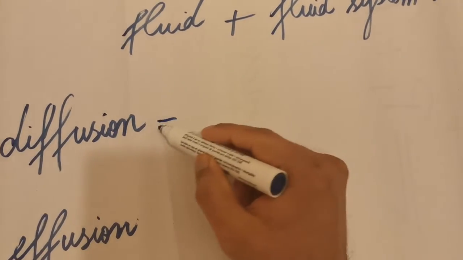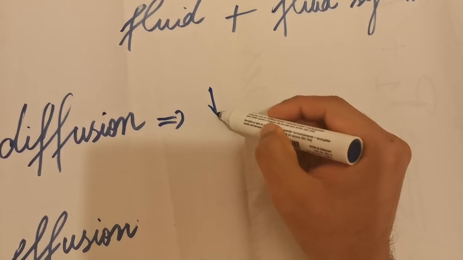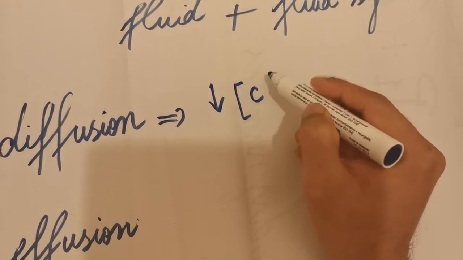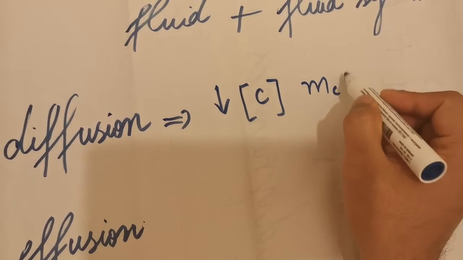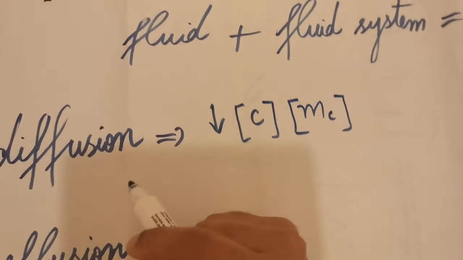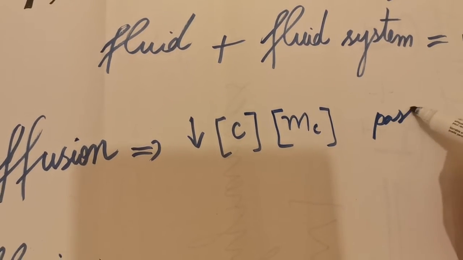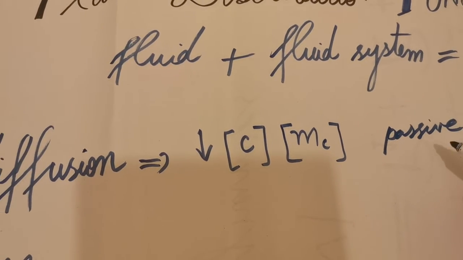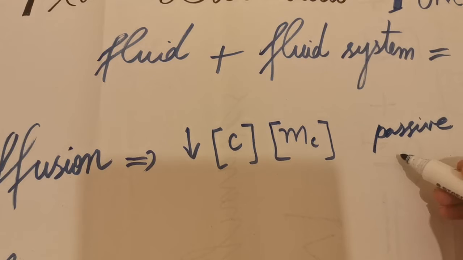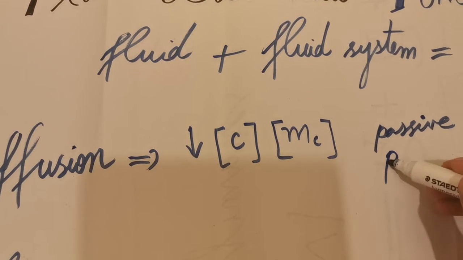Down the concentration gradient, or you could also write it as, and it's passive, no ATP required, and it's periodic.